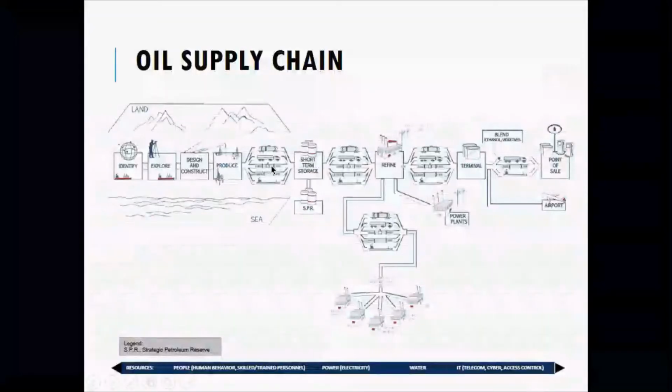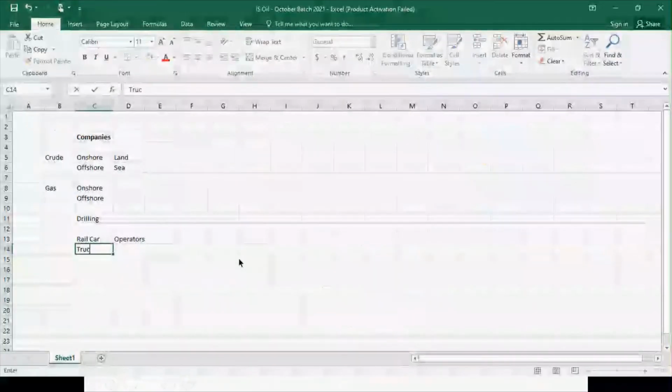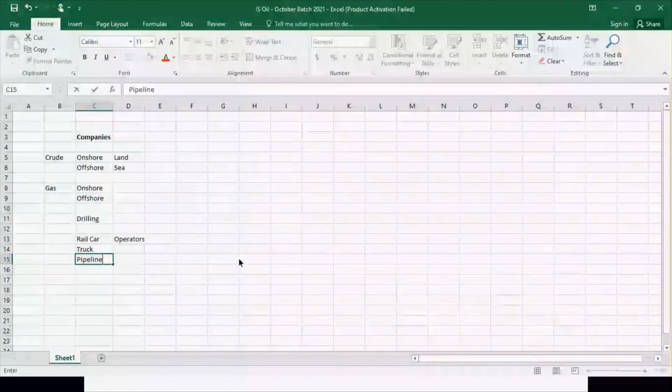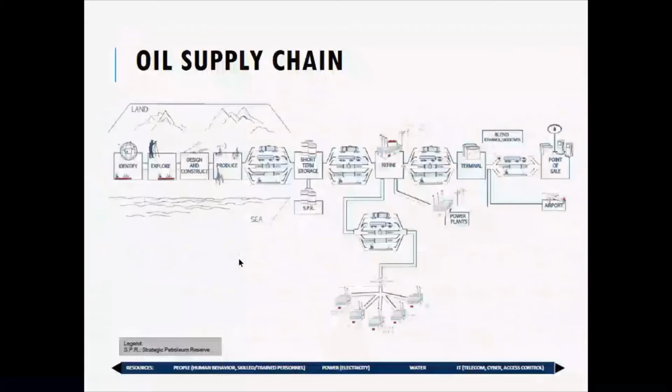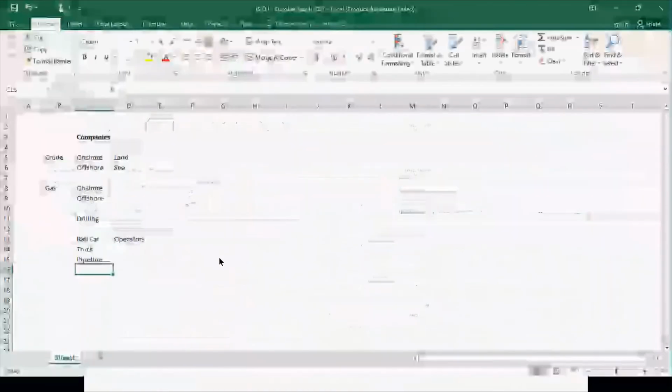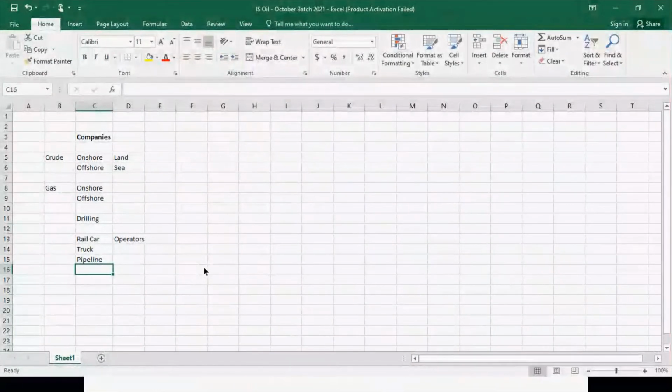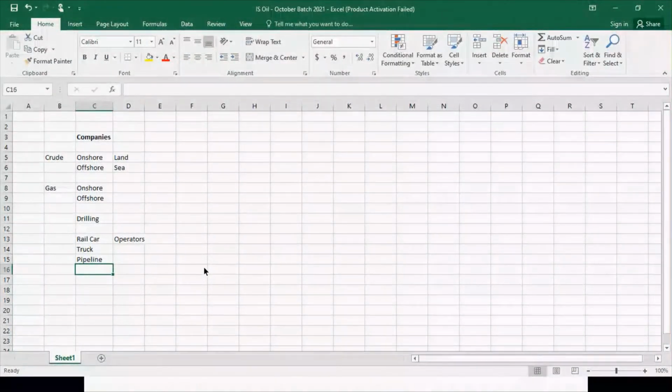Similarly, what is the other mode of transport? We have trucks, correct? Similarly, pipeline. For example, in India, if you consider GAIL, Gas Authority of India Limited, has pipeline connectivity, and it also lends its pipeline for moving products like crude, gas, and all.